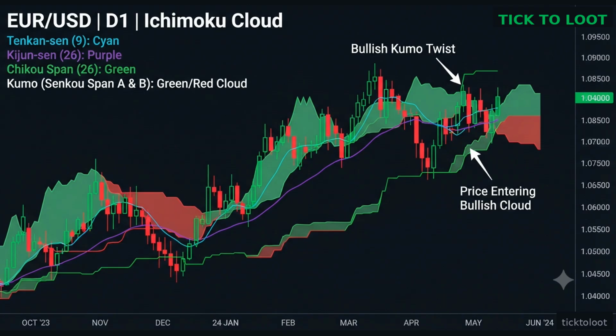The Ichimoku Cloud is best used on the D1 and W1 charts for long-term trend bias. This is because the Ichimoku Cloud is a comprehensive indicator that takes into account multiple time frames and is most reliable on higher time frames. By using the Ichimoku Cloud on the D1 and W1 charts, you could get a better understanding of the long-term trend direction and make more informed trading decisions.